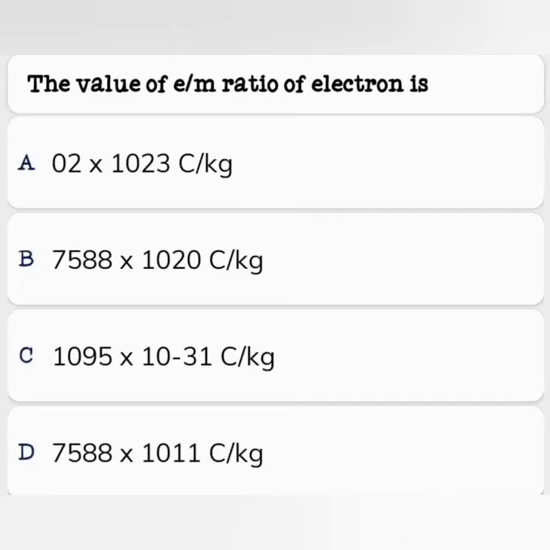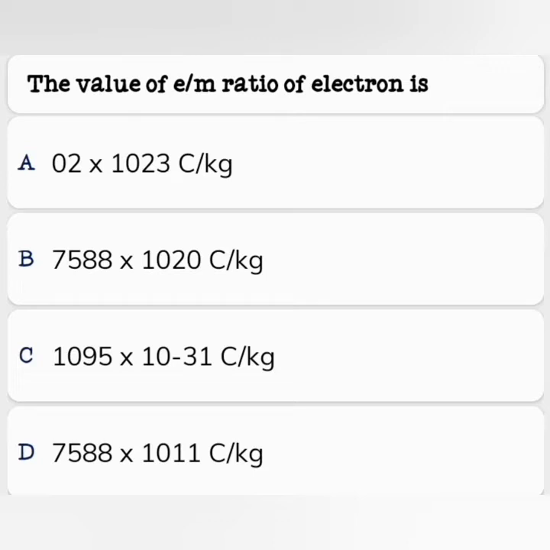The value of charge per mass ratio of electron is A. 0.2 into 10 to the power 23 charge per kg, B. 7588 into 10 to the power 20 charge per kg, C. 1095 into 10 minus 31 charge per kg, D.